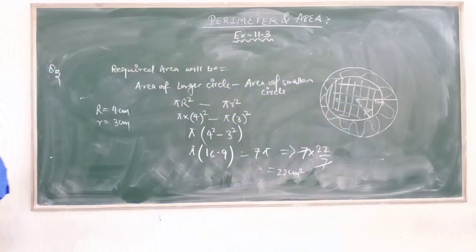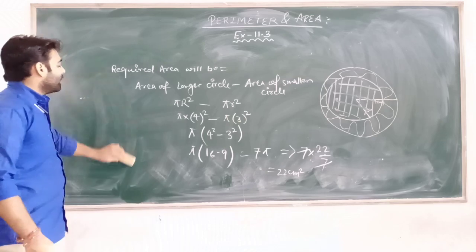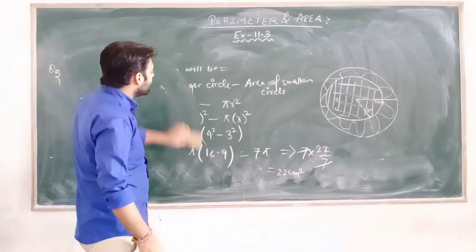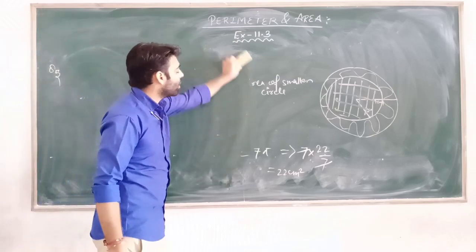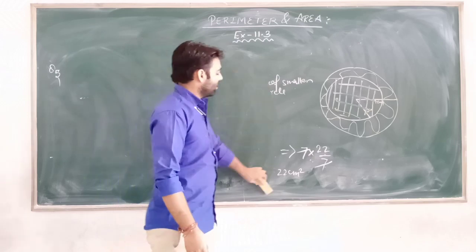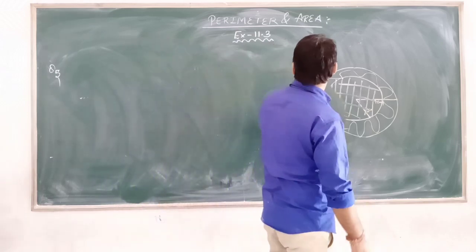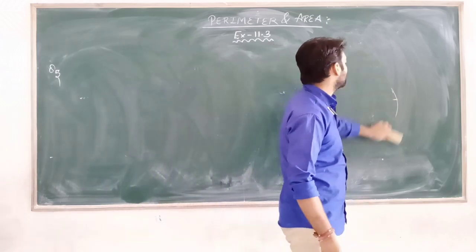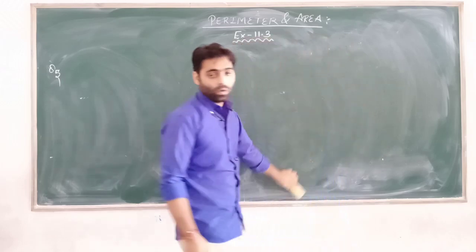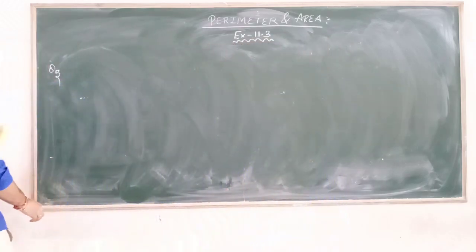Let's remove this question. Take a screenshot of this question, or otherwise take your book and read the question and start solving your exercise, that is exercise 11.3. Now moving towards question number 6.